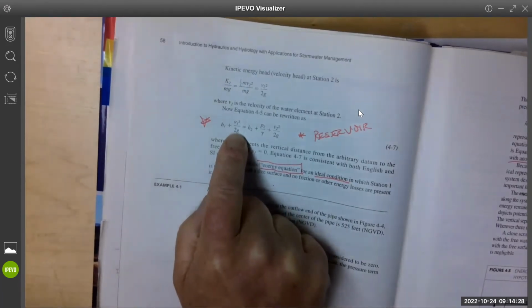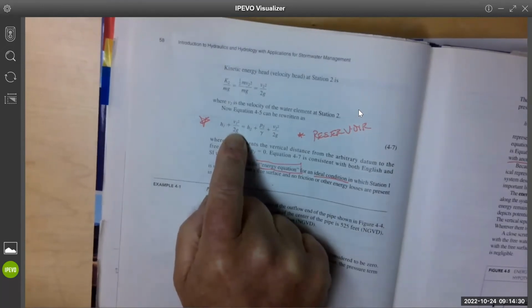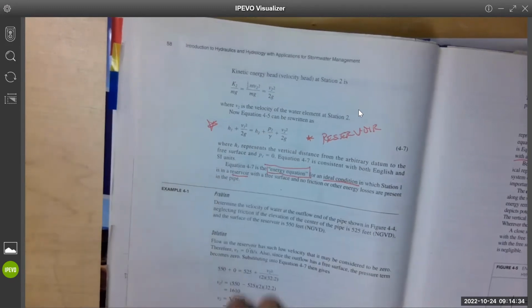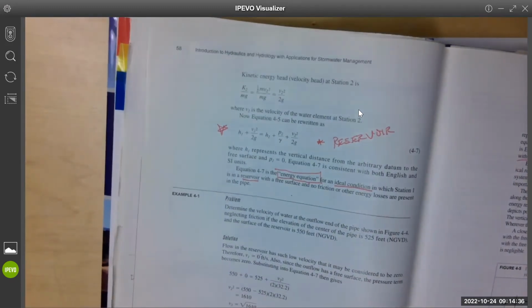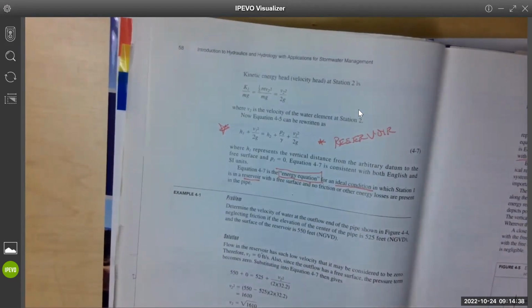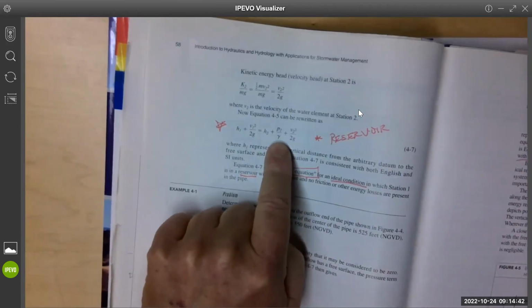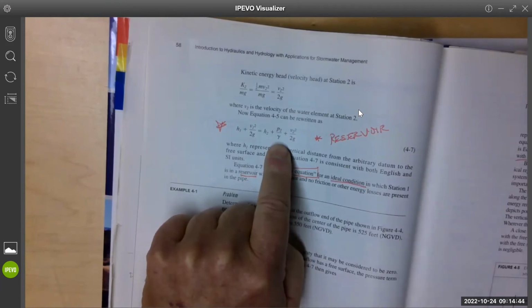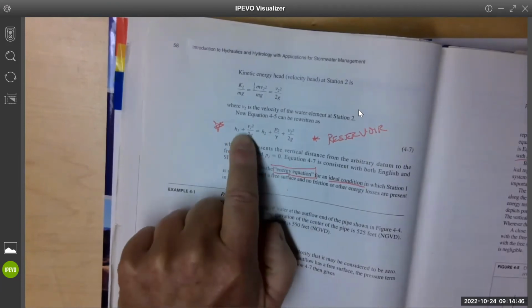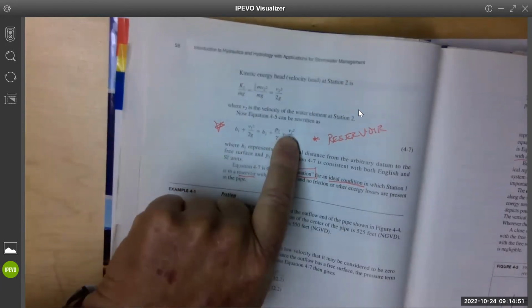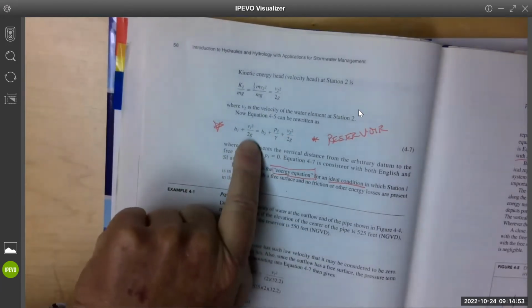The way we do it is we create these two stations. This is station 1, this is station 2. Since the energy in station 1 has to be the same as energy in station 2, this equation gets developed. And V1 and V2 are squared, right? Yeah, absolutely. V1 is squared and V2 is squared. That's how we get to kinetic energy.